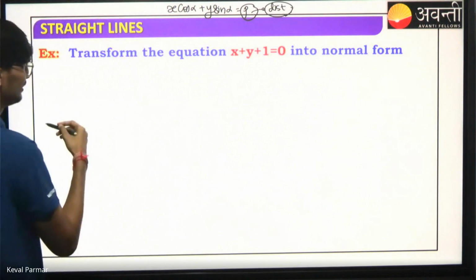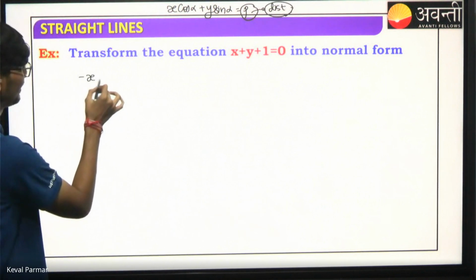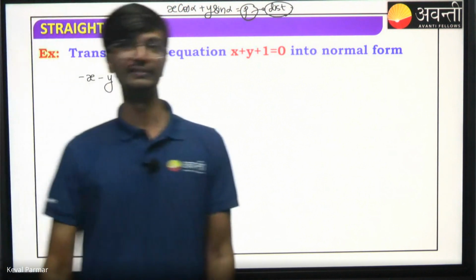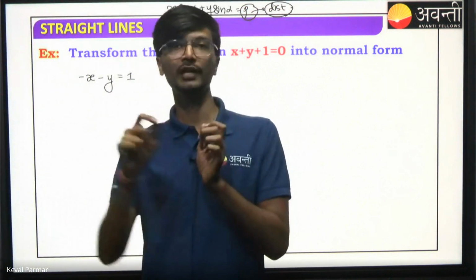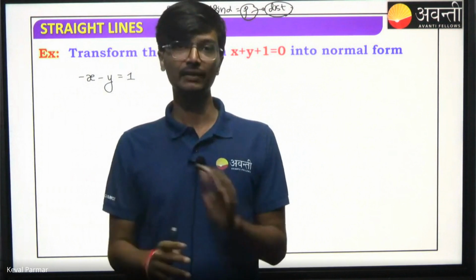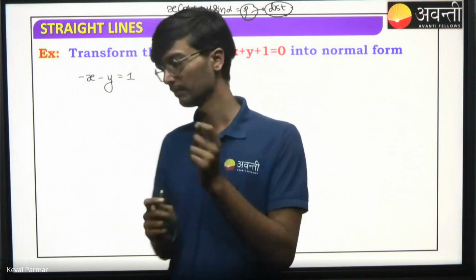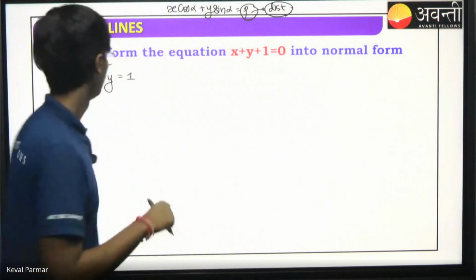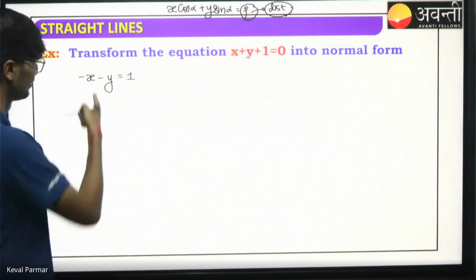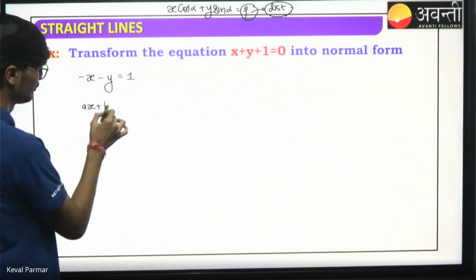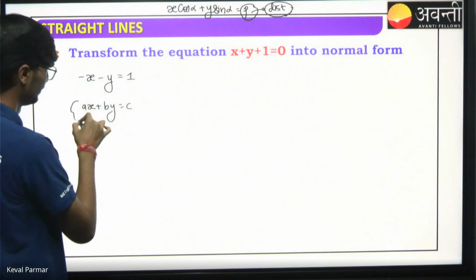So I have to write this equation as minus x minus y equals 1. I hope it is clear. This is the first step: take the constant term on one side such that the constant term is positive. Clear? Now the next step is, the equation will be of the form ax plus by equals c.